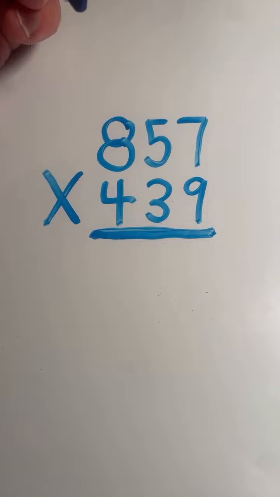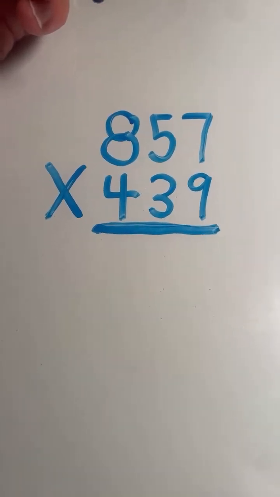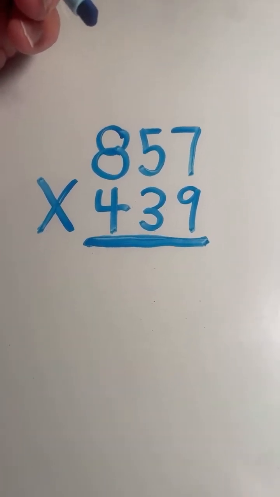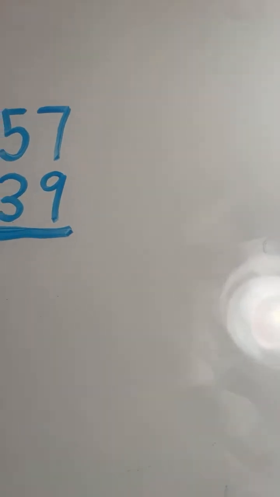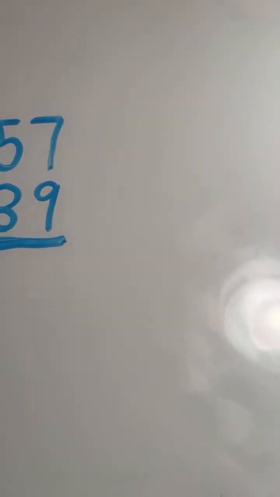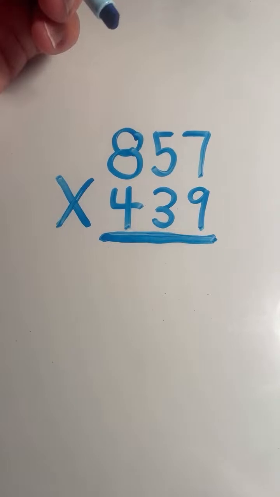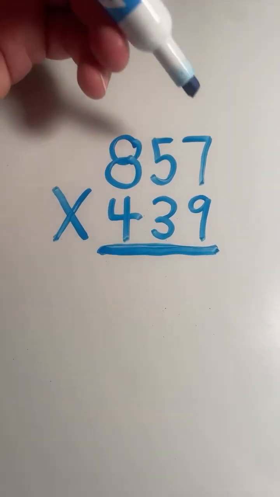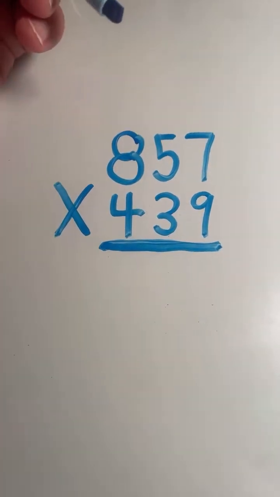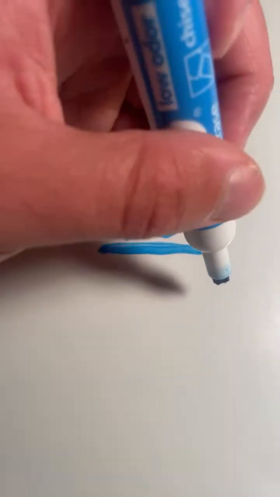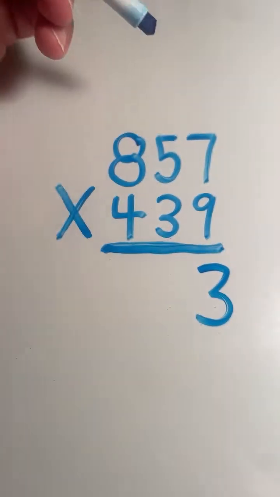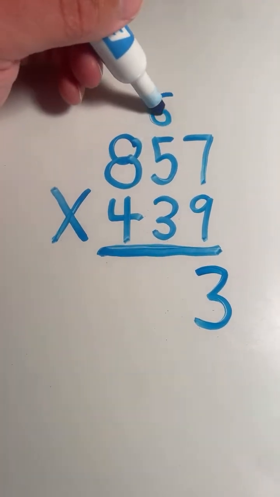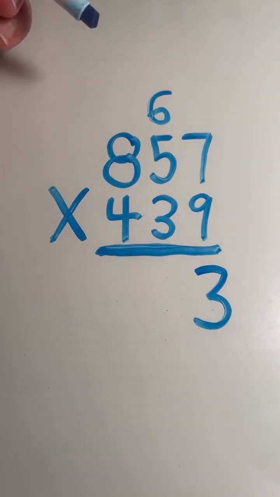So step one, we're going to start by multiplying both digits in the ones place. We're going to start off by multiplying 7 times 9. And if our product is more than 10, we will need to regroup. So 7 times 9 equals 63. So since our product is way more than 10, we will regroup. The 3 in 63 goes in the ones place. The 6 gets carried over to the tens place.